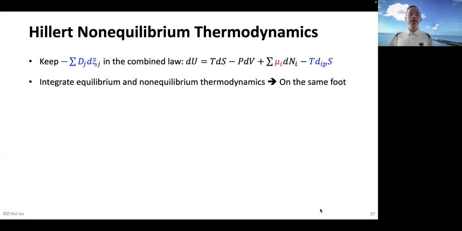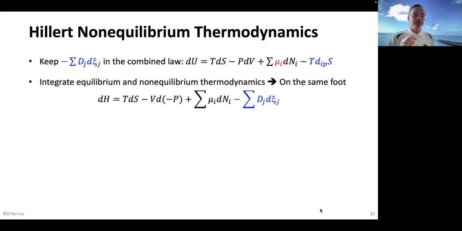So that's why I think it's justified to call this Hillert non-equilibrium thermodynamics. Again, we always remember that it's not just by a single person. There was a lot of research and study before that, but Hillert was the person really systematizing it in his teaching and his books.